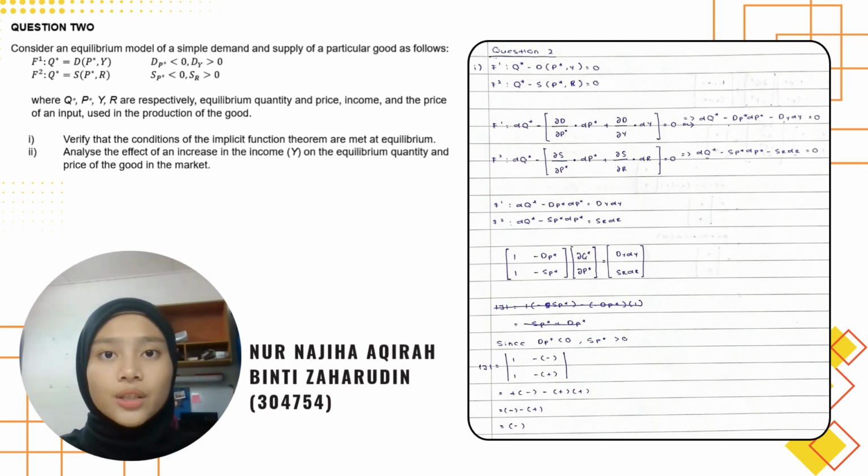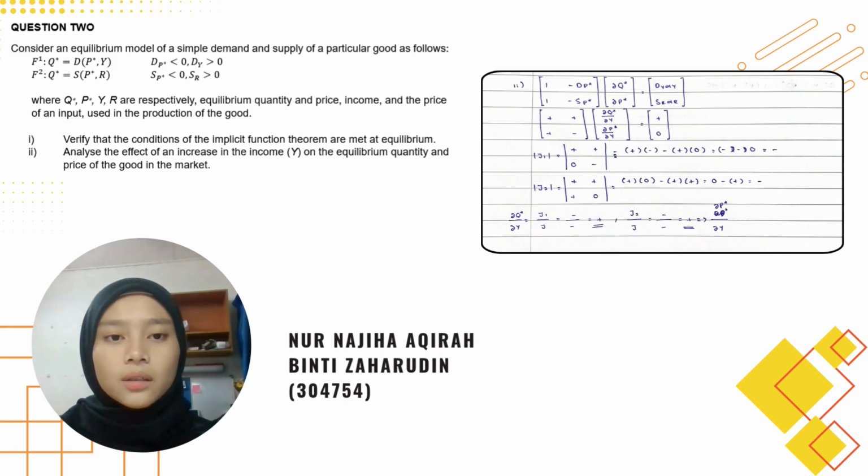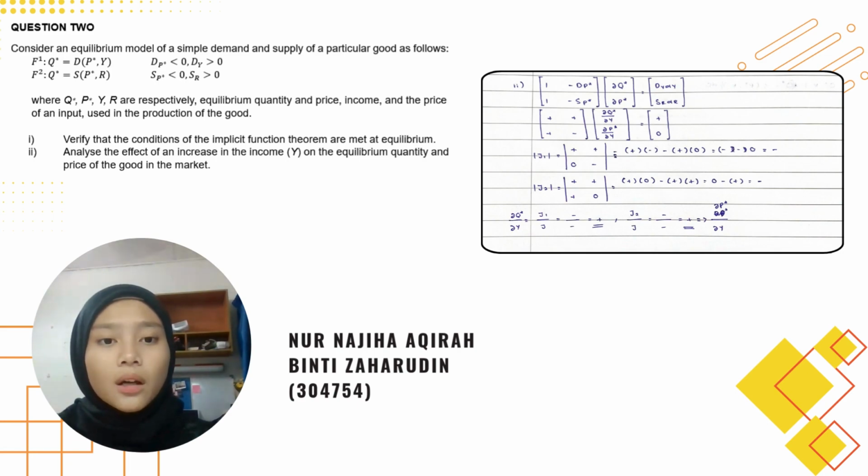And then we just need to transform it into a Jacobian matrix. After we transform it, we can find the J determinant by substituting the sign based on the conditions given. Since the determinant is non-zero, the implicit function theorem is satisfied. For the next question, analyze the effect of an increase in the income on the equilibrium quantity and price of the good in the market.